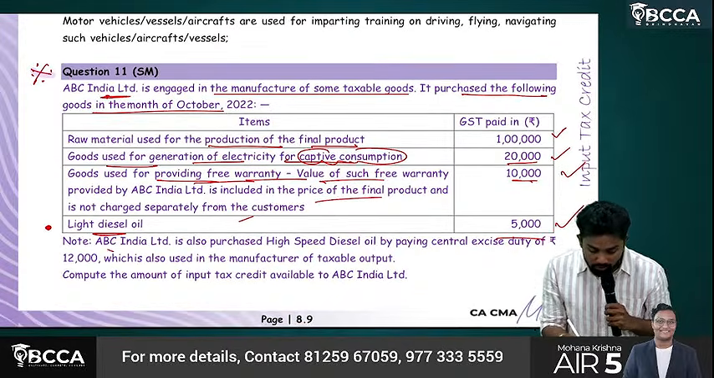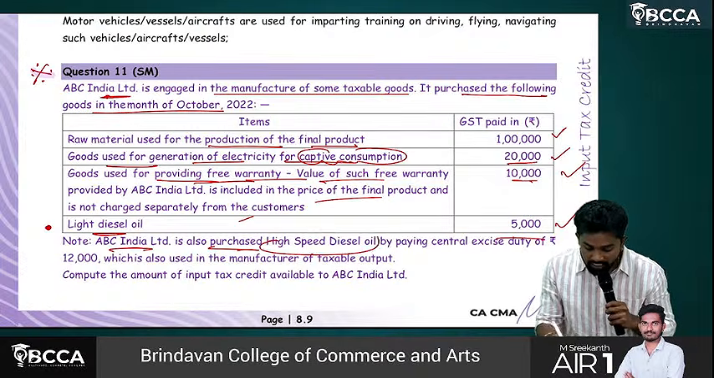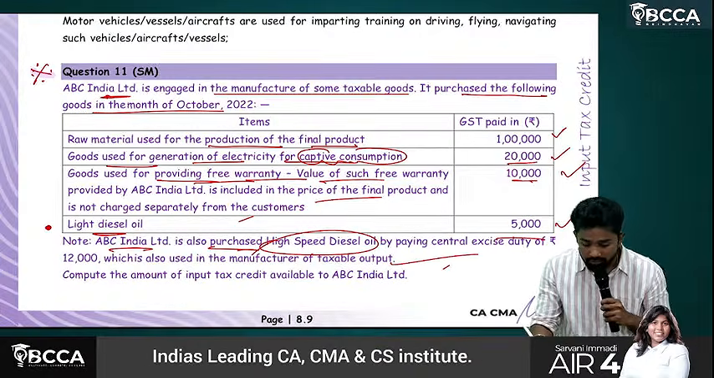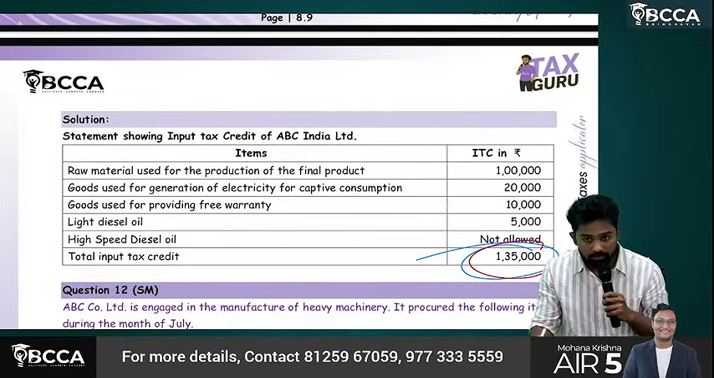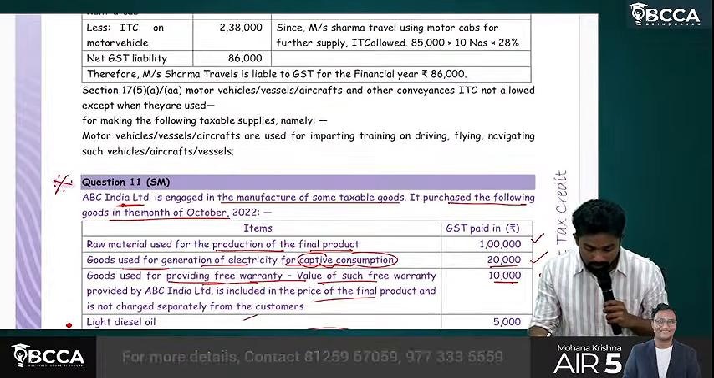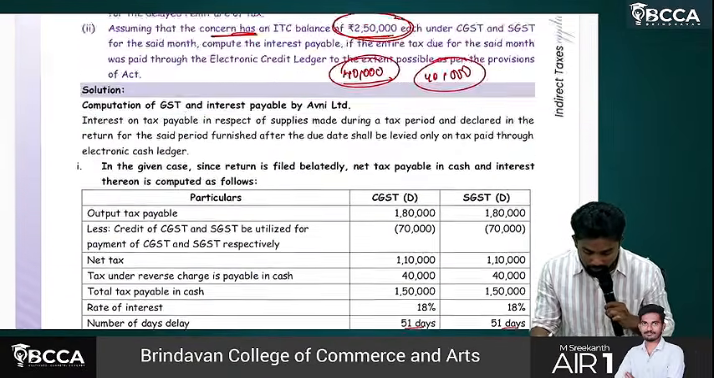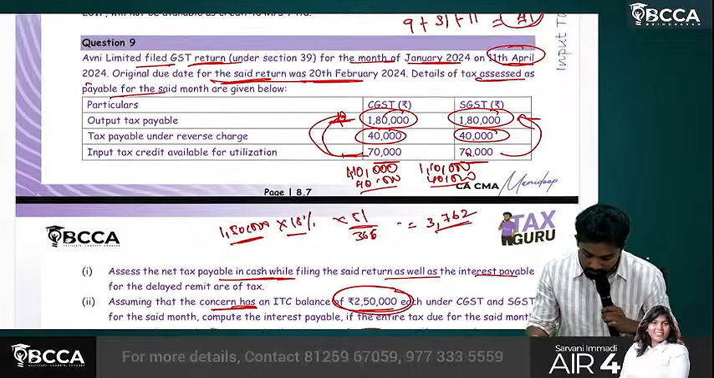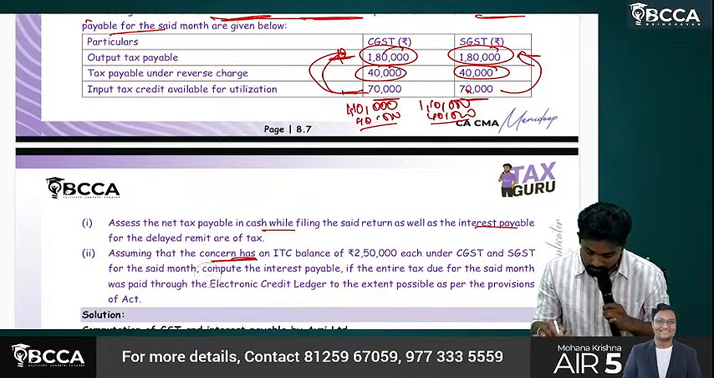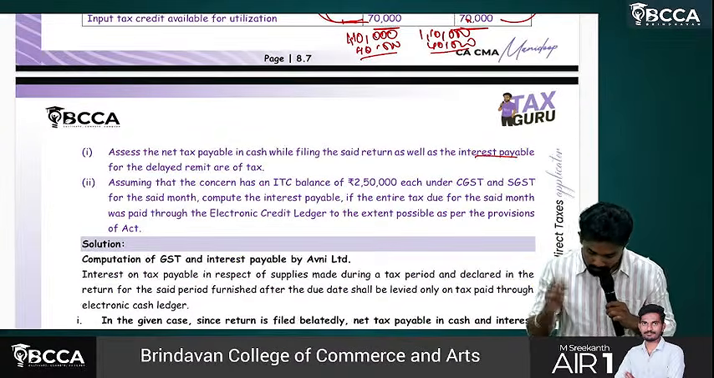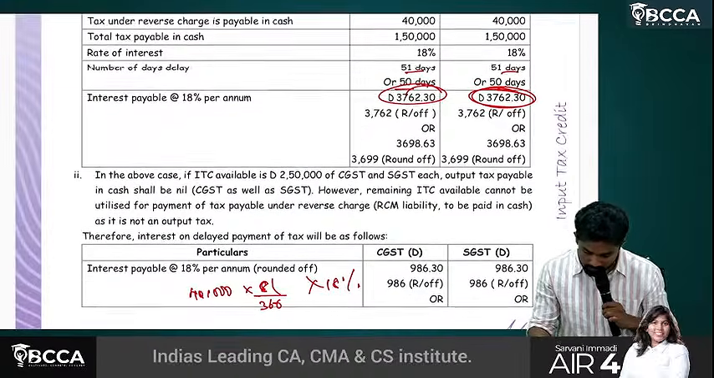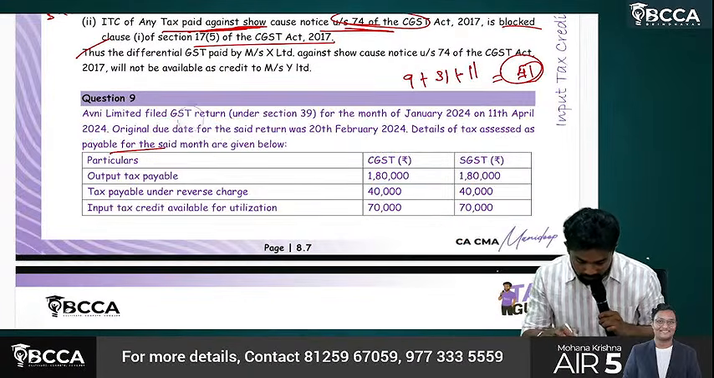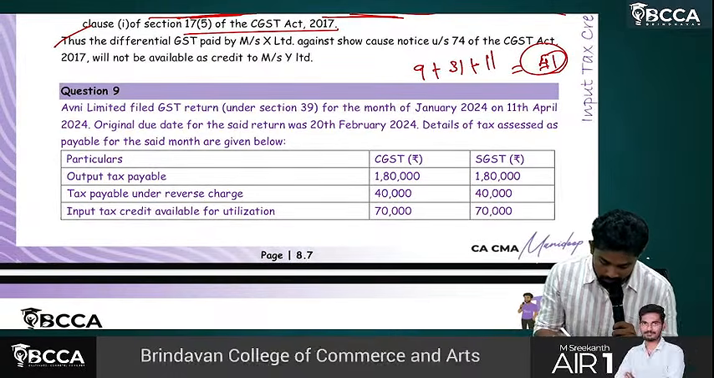But if you see the note, ABC also purchased high speed diesel oil. On that, no ITC is available. So what is the total of ITC, sir? 1,35,000. Okay, so this one. Then before going further, sir, we'll solve question number 9 also. So what is question number 9, sir?